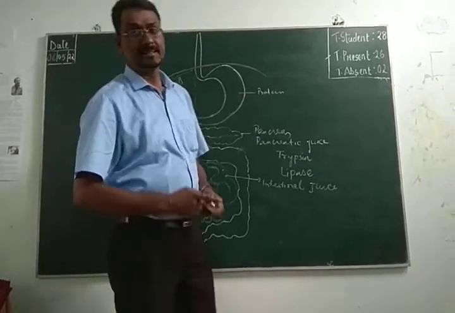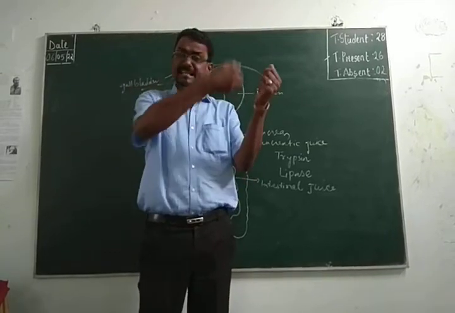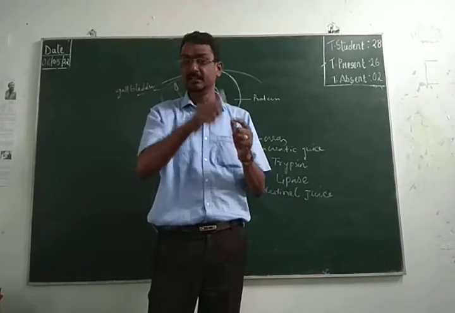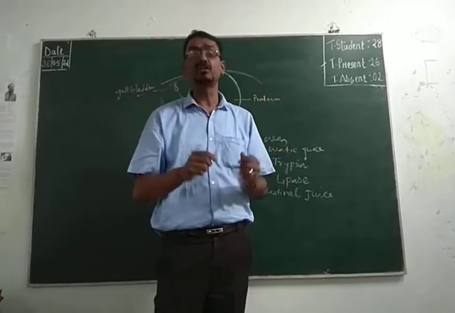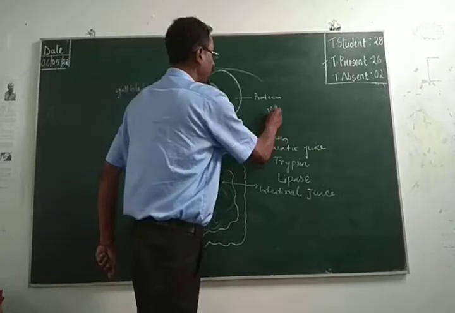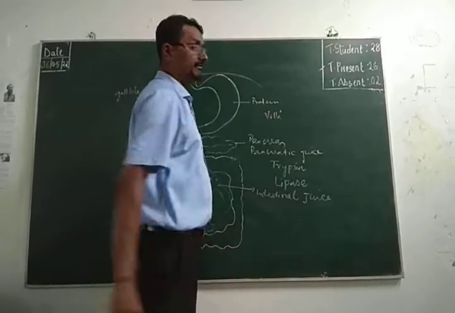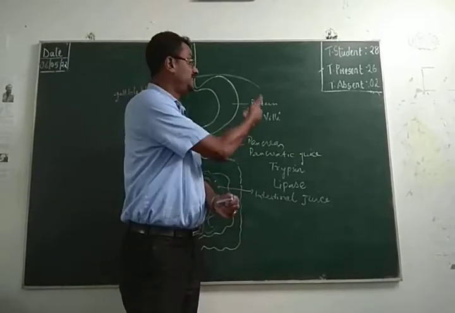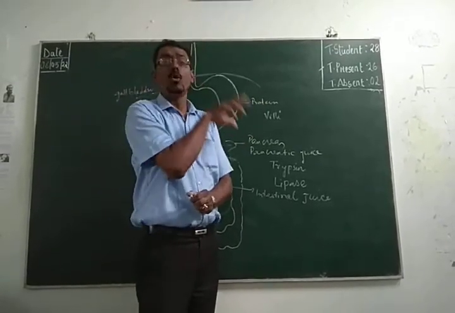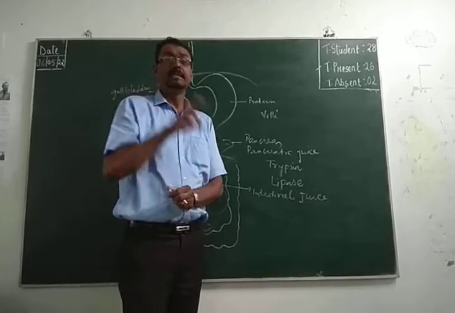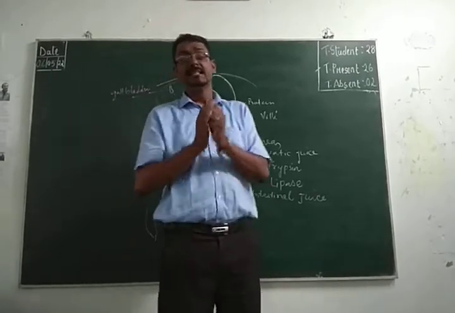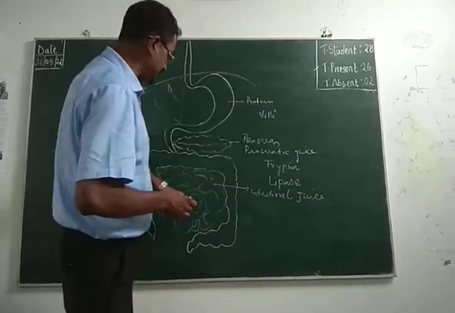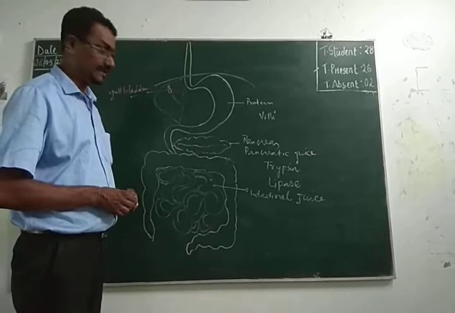Another thing it is. Small intestine, inner lining has finger-like projection. This is called villi, V-I-L-L-I. What does this villi do? It helps in the absorption of food materials. So that we find in the case of the small intestine.